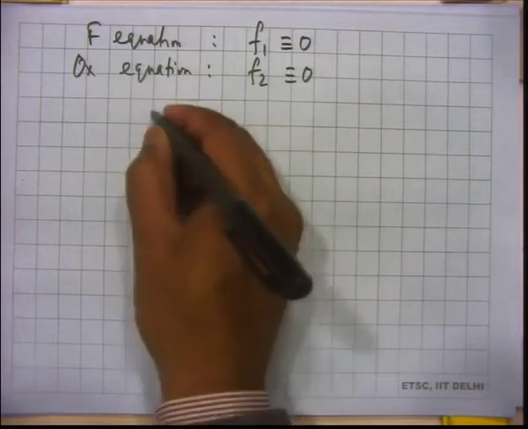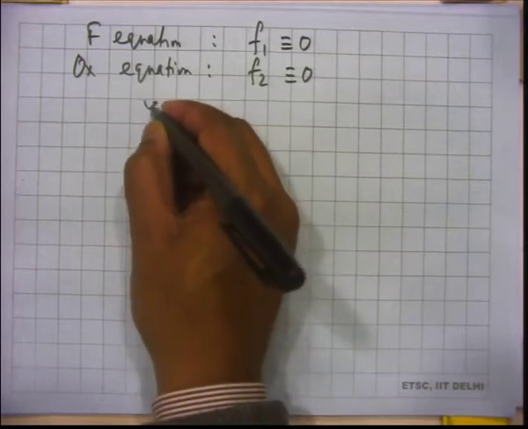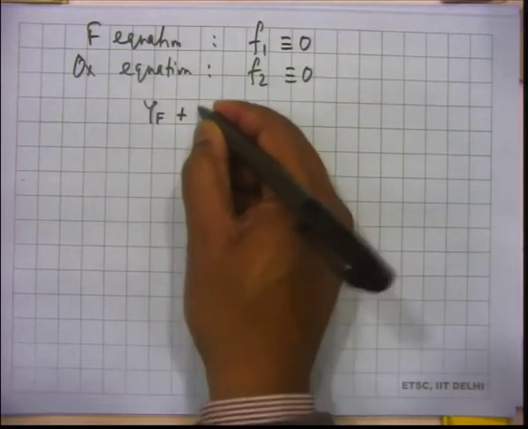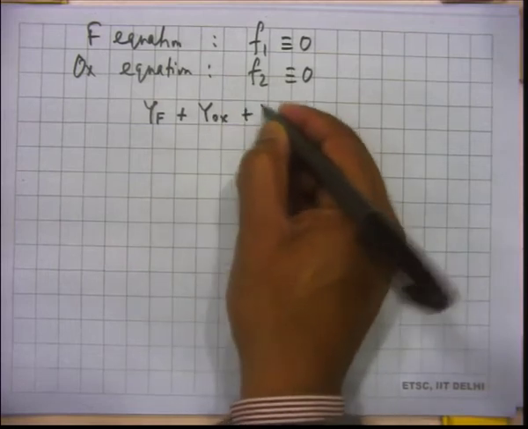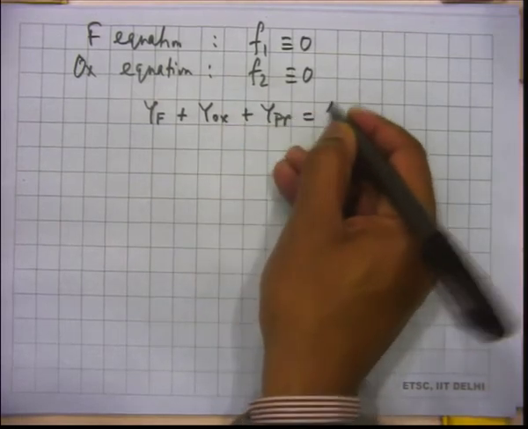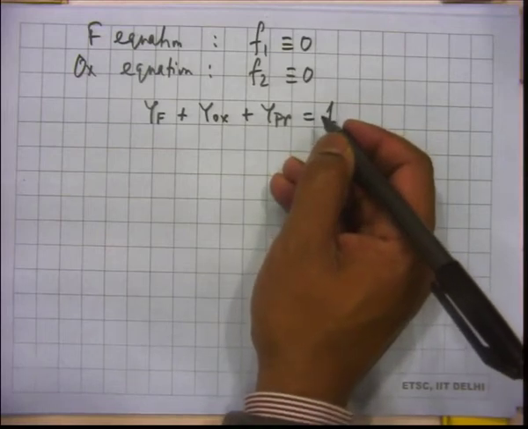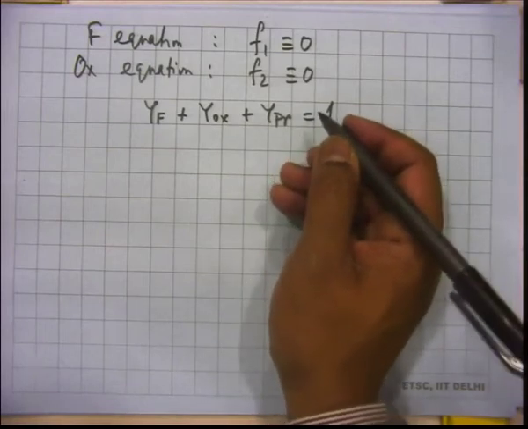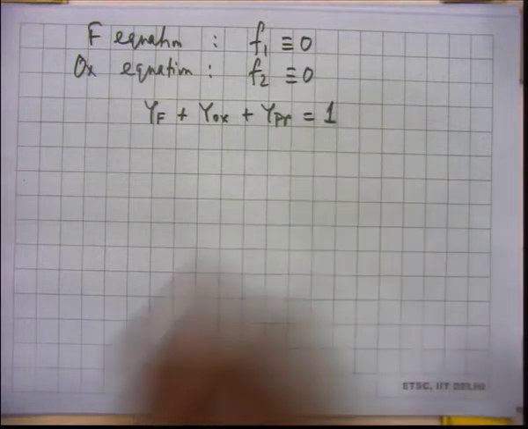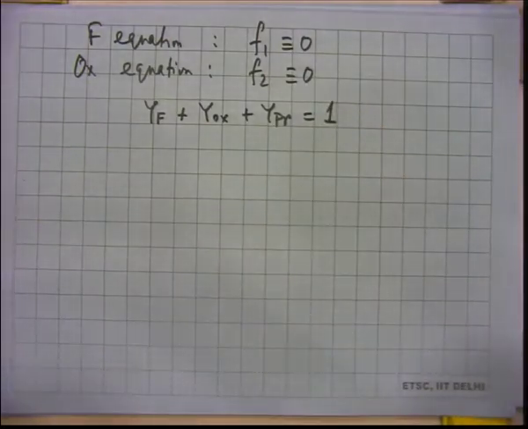Then there will also be a product equation, but we will not directly use a product equation. We will just say Y F plus Y oxidizer plus Y product equal to 1. So, that will be fine. We do not need to use a separate equation for products. So, that is a third equation. How many unknowns do we have here? 3 plus 1, isn't it? So, this is fuel, oxidizer, products, and temperature.